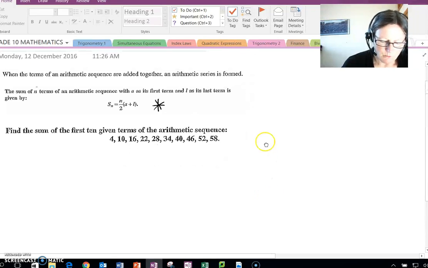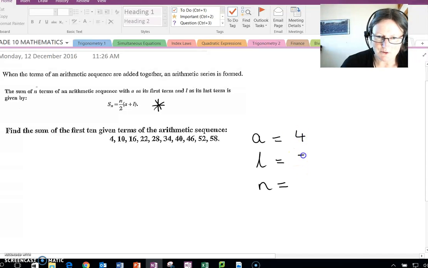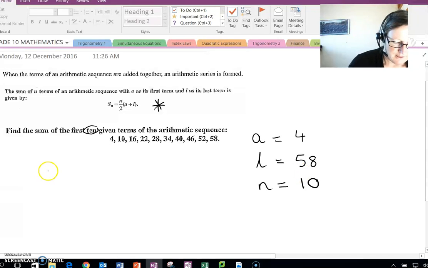For this rule, we need to know A, which is the first term, L, which is the last term, and N, which is the number of terms. So the first term here is 4. The last term here is 58. And it says what's the sum of the first 10 terms, so N is 10. It's simply a matter of writing the rule down and then substituting in what we know.